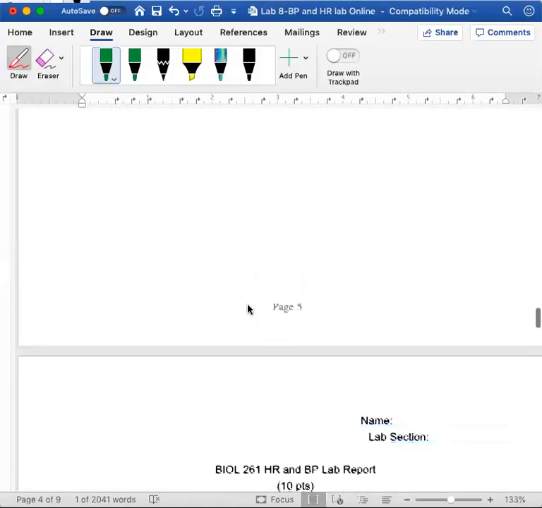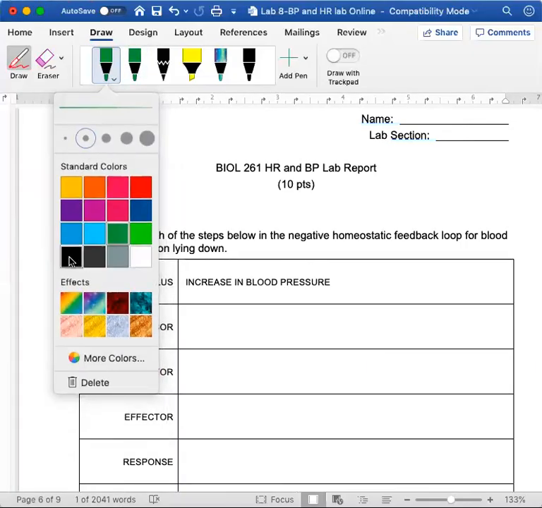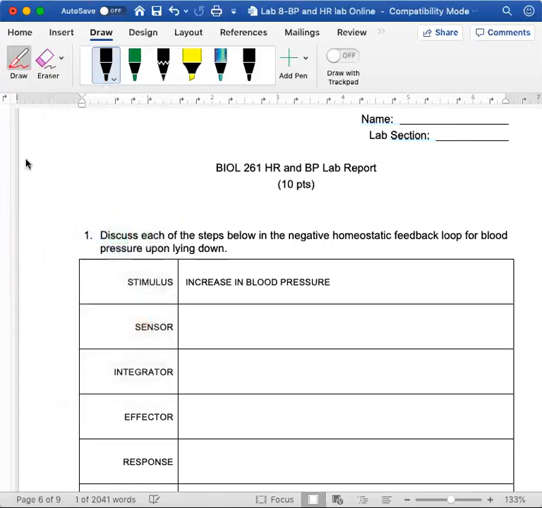Okay, so let's look at your laboratory report. The first thing that I want you guys to do is fill in your homeostatic feedback loop for blood pressure, right? So when you lie down, what happens to blood pressure? Good, more blood back to the heart, so blood pressure is going to go up. So that is your stimulus. So whatever body position you're in and that causes an increase or decrease in blood pressure, that's going to be your starting point, because your body is always evaluating blood pressure.